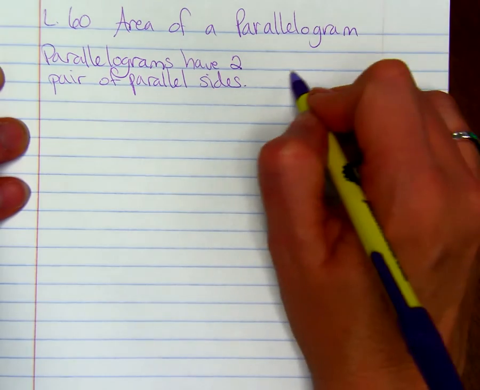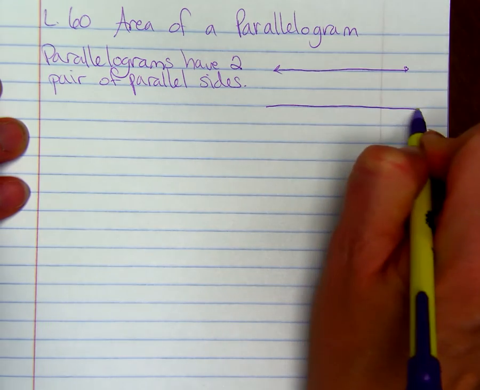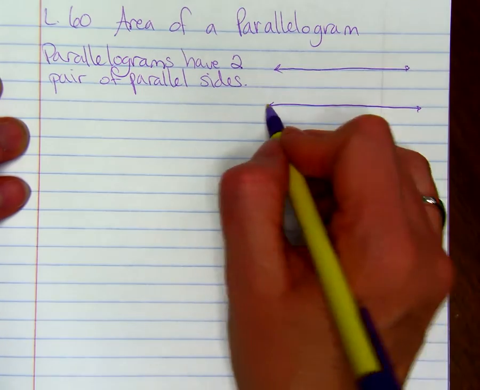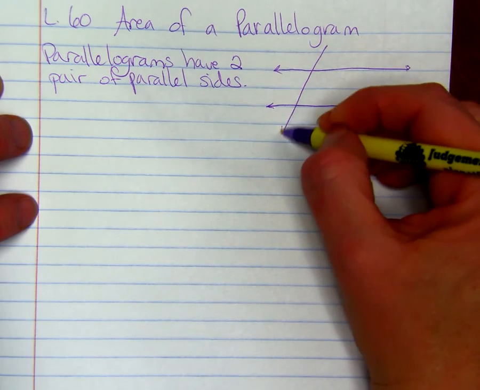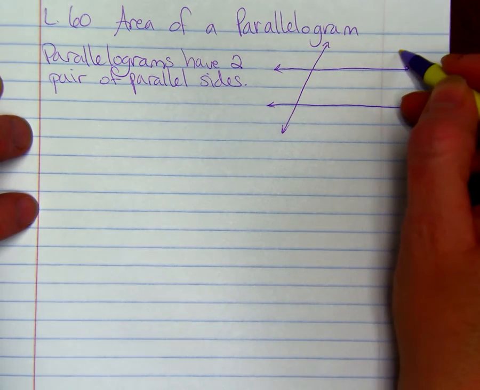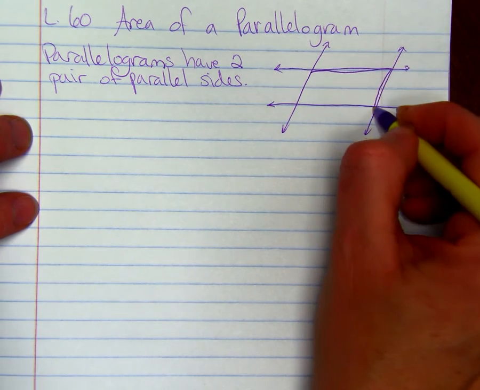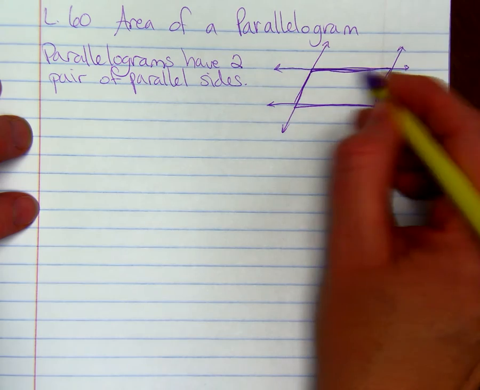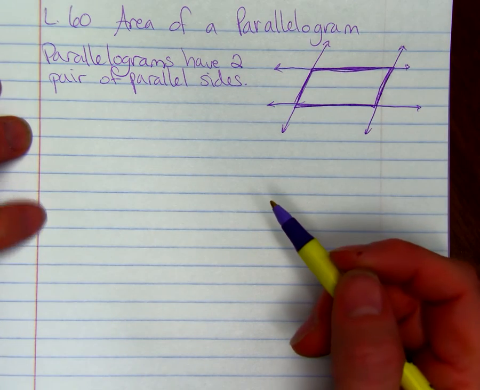So if we were to draw two parallel lines, so these two lines are parallel, that's one pair, and then we draw another pair that intersect these lines, the figure that we get on the inside is called a parallelogram. So this little four-sided figure here that's all enclosed, that's called a parallelogram.